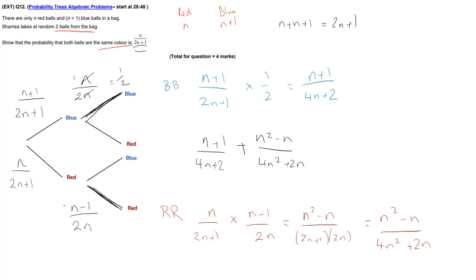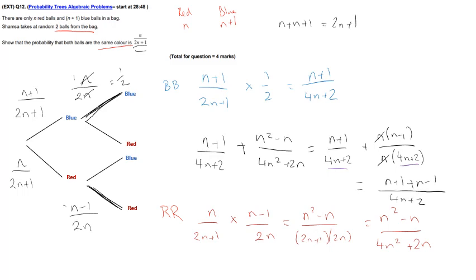Well, in order to add these fractions, I need the denominator to be the same. So is there anything I can factorise on that second fraction to help me out? Well, I can factorise an n out of the top here, and I can factorise out an n from the bottom as well, and that will give me 4n plus 2 on the bottom, so I can cancel those out. And we can notice now that we've got 4n plus 2 and 4n plus 2 there. So we can then just add the numerators together. So I've got n plus 1 plus n minus 1, and that's all going to be over 4n plus 2.